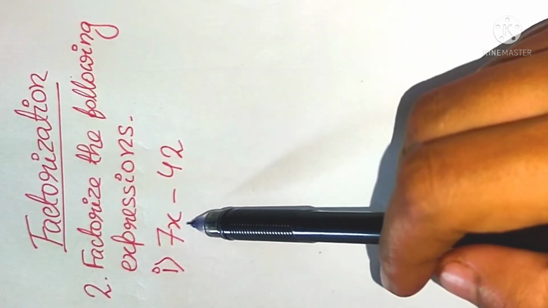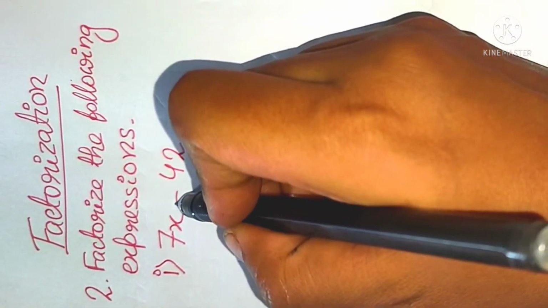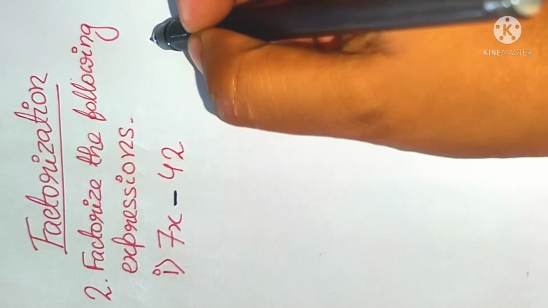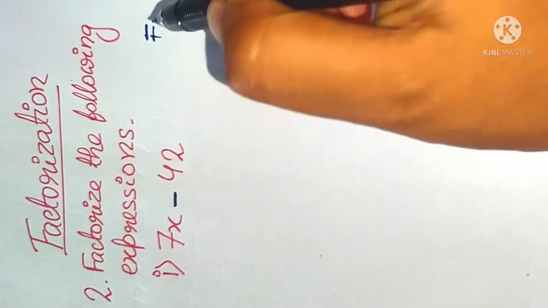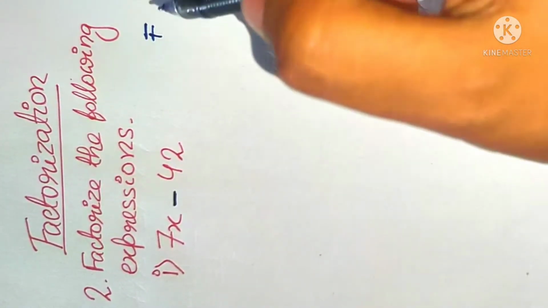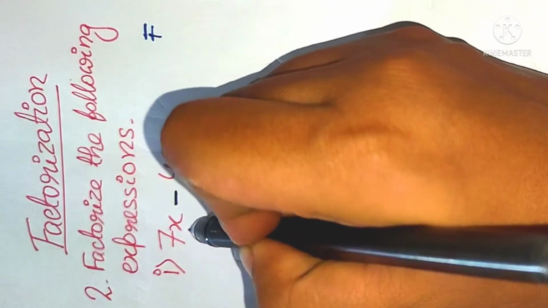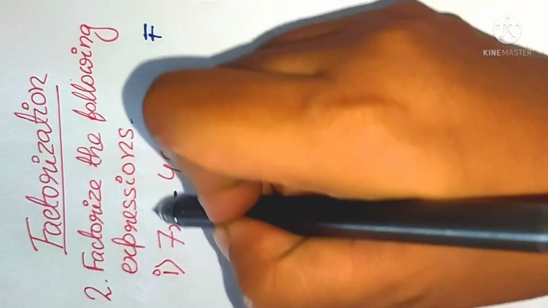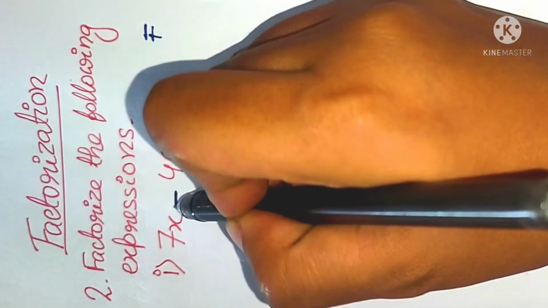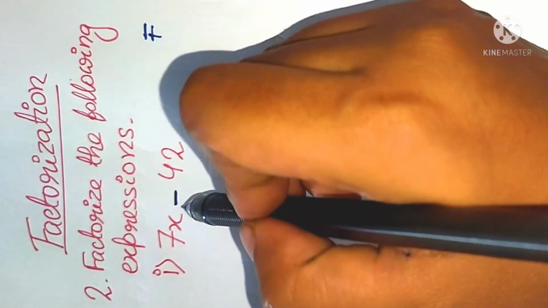So here we are given 7x minus 42. Here as you can see we have minus. Always remember, minus and plus are the separators. Why? Because this will be separating the terms. Here we have minus, that means on the left hand side of minus we have 7x, this is one term, and on the right hand side of this minus we have 42, this is another term. So here we have two terms.